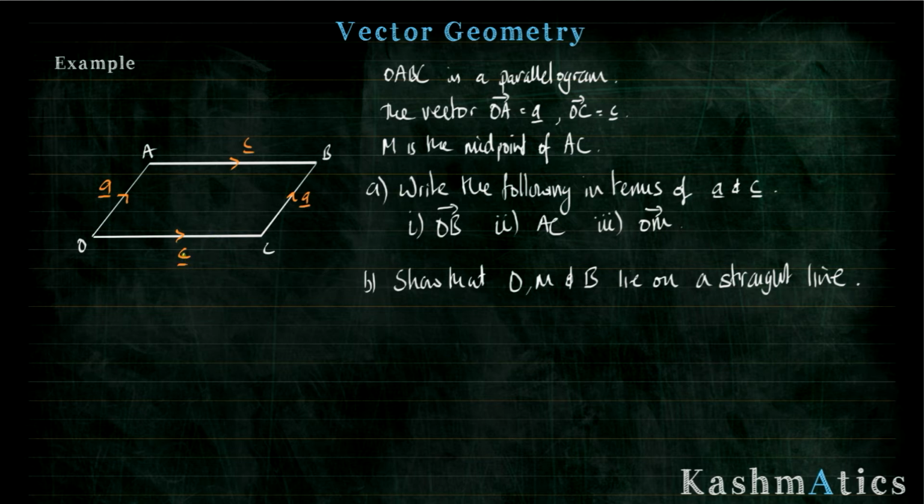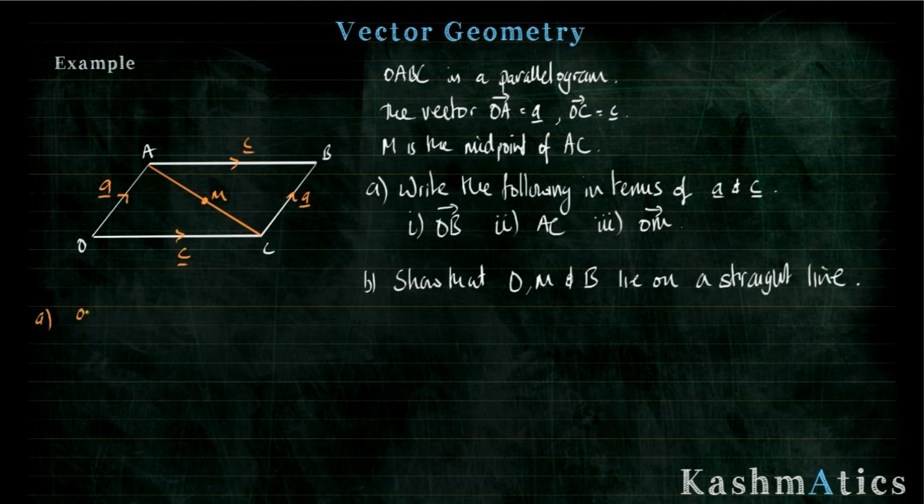It says OC is C, so that's this vector here, which means the opposite one is the same as well. And then we're told M is the midpoint of AC, so I'm just going to draw a line between A and C and mark on the midpoint the best I can. Now the first part, we're just going to write the following vectors in terms of A and C. So you should find part A quite easy because it's very similar to what we just did in the last example.